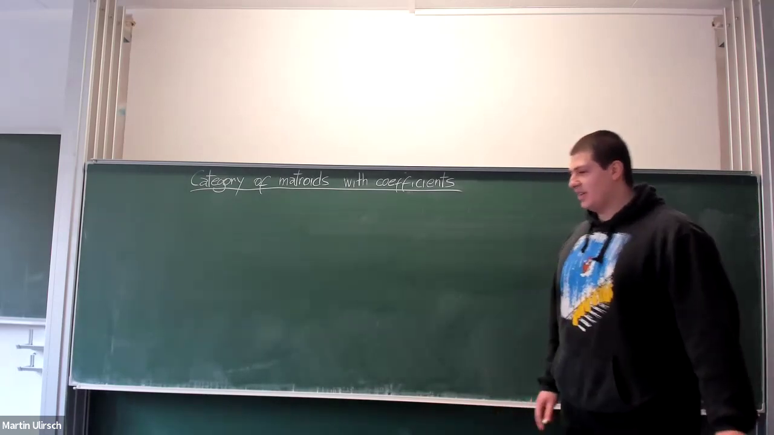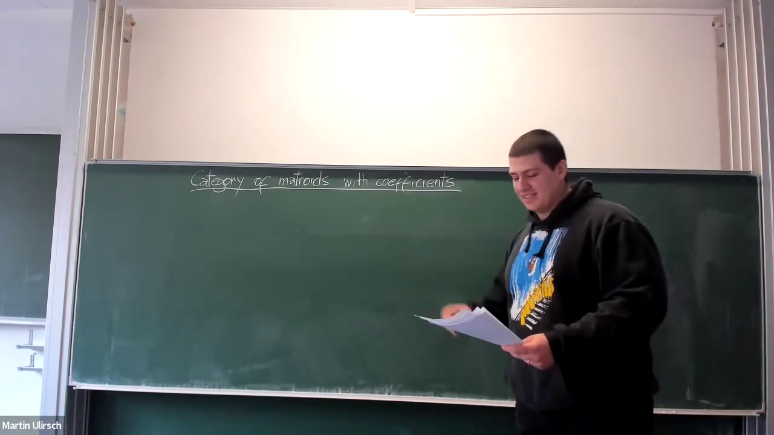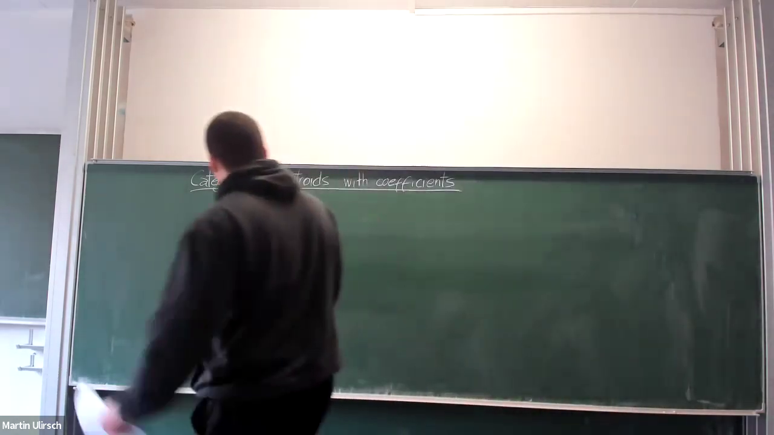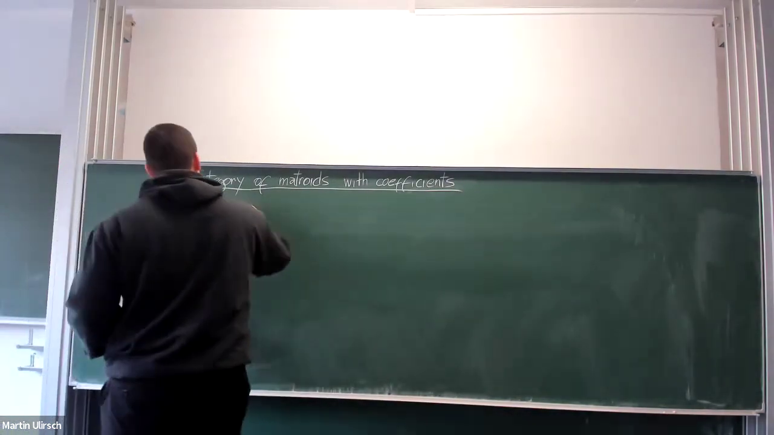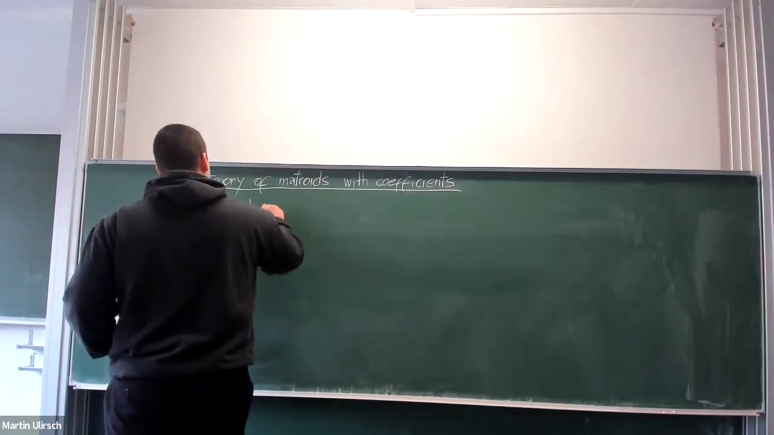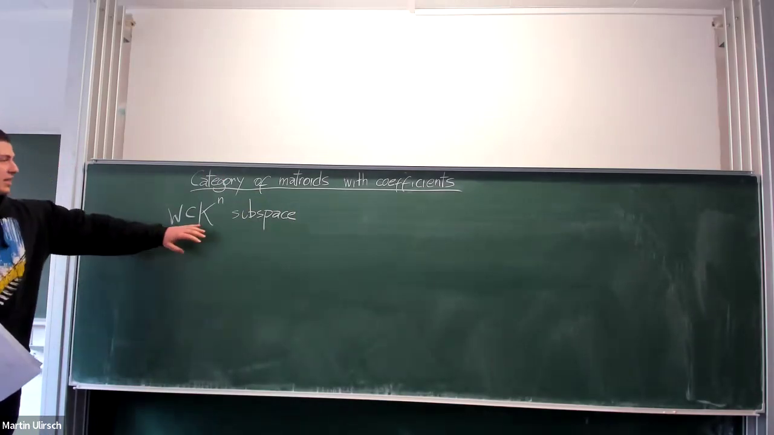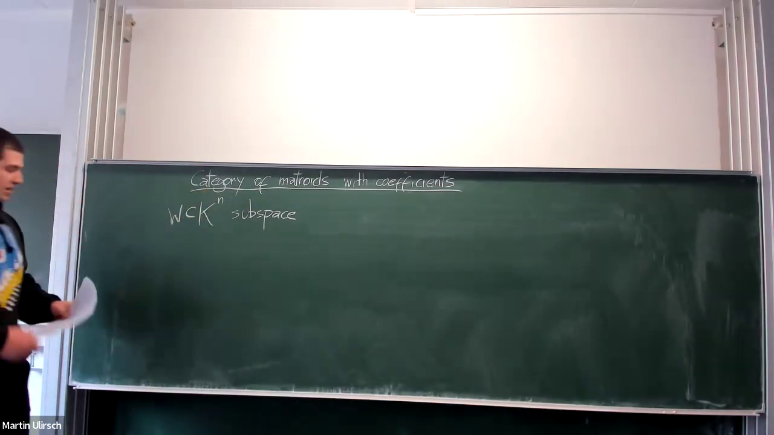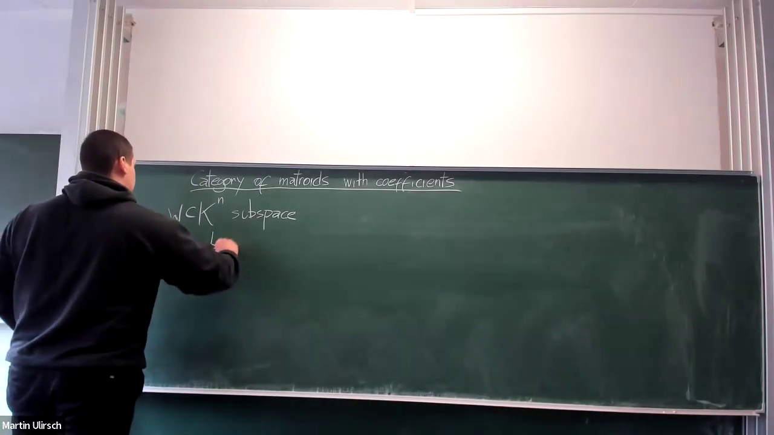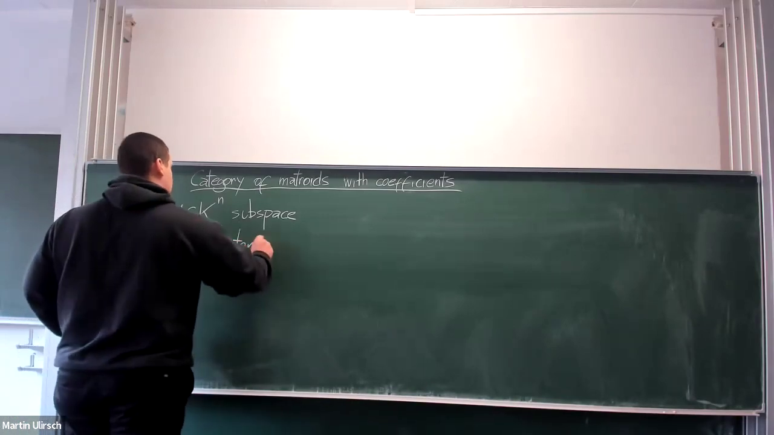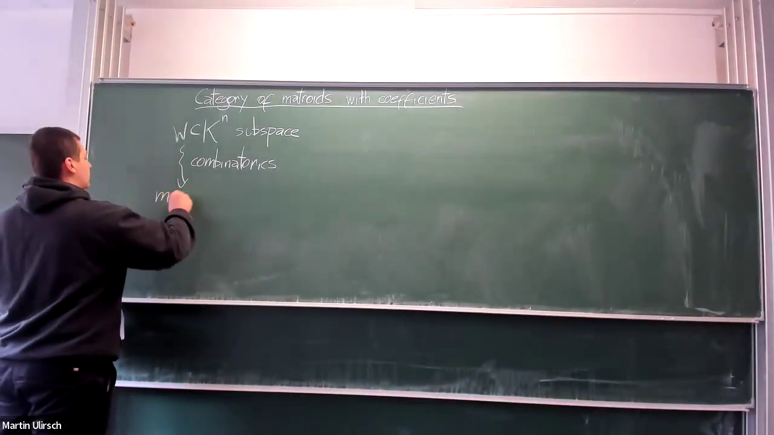Firstly, I will give more or less the context of these objects here. If we have a subspace of our vector space, we can fix the things. So a subspace W in K^{2N}, K is a field. We can extract the combinatorics of the subspace as a matroid.